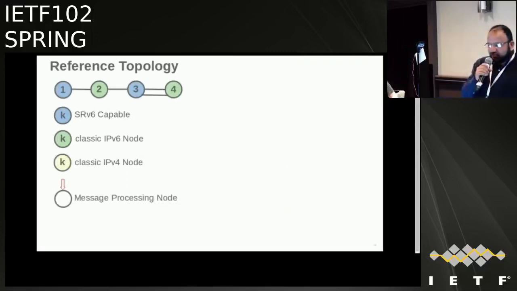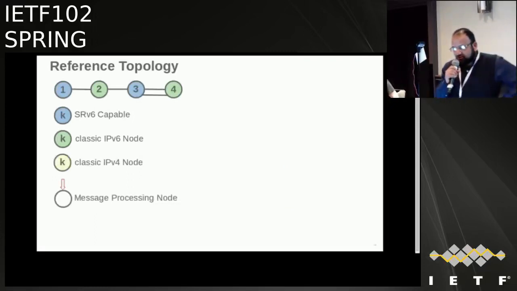So here, for some illustration, the only thing I want you to remember is that blue nodes represent SRv6 capable nodes, and green represents classic IPv6 nodes that are not SRv6 capable.